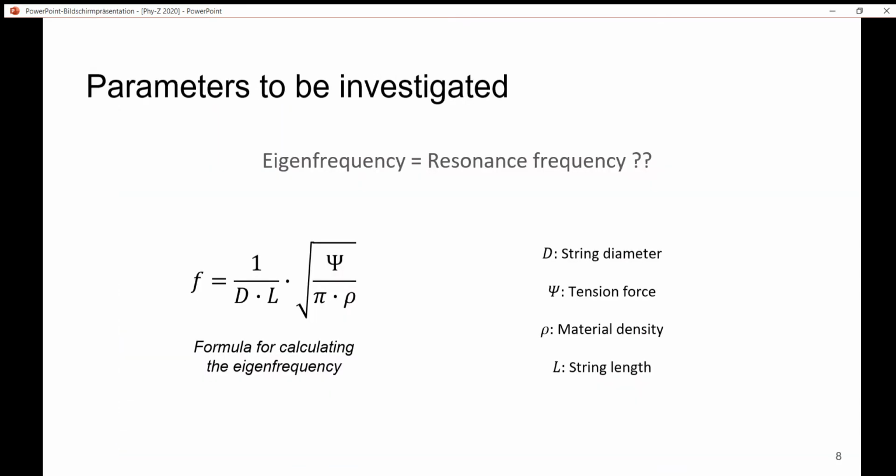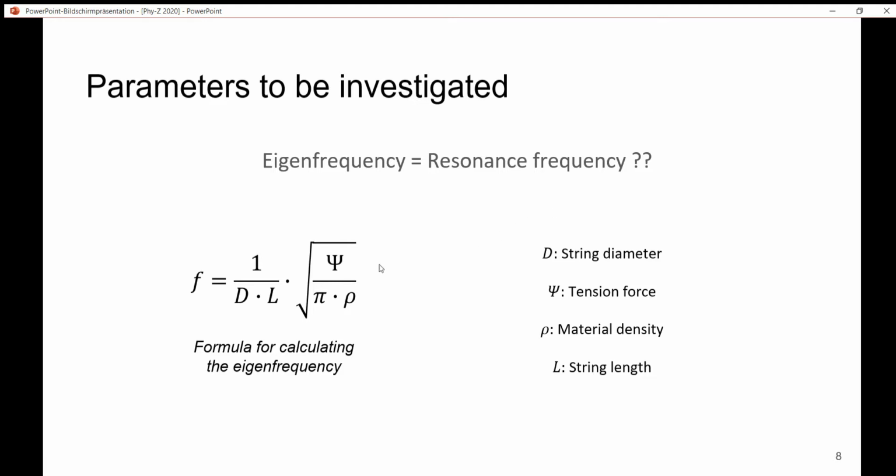Okay, and now to the parameters to be investigated. At first, we need to describe the motion around the resonance frequency. And to determine the resonance frequency, we use the term for calculating the eigenfrequency. But now the question is if the eigenfrequency is equal to the resonance frequency. In our experiment, it's nearly equal because the tension force which gets changed is only so minimal that at those lower amplitudes, the eigenfrequency is equal to the resonance frequency.